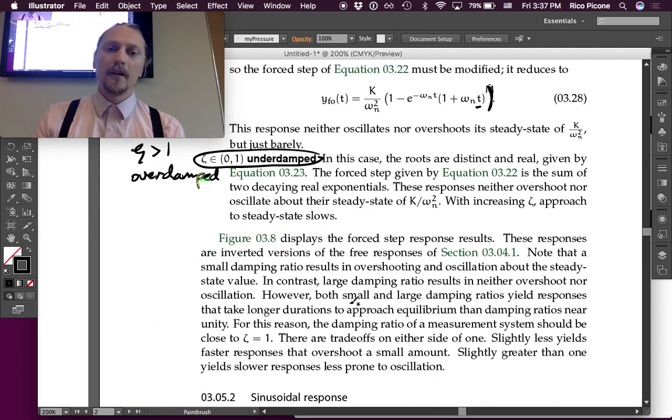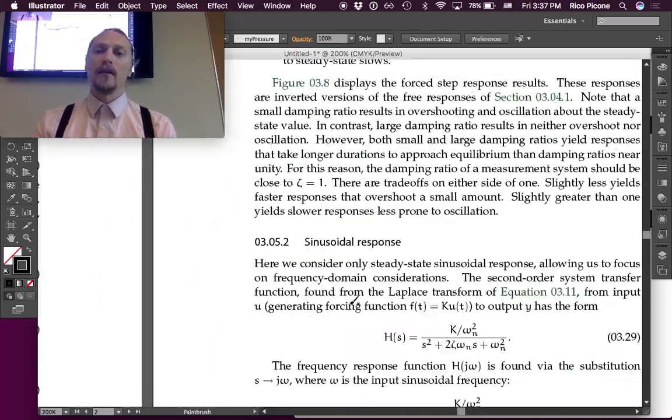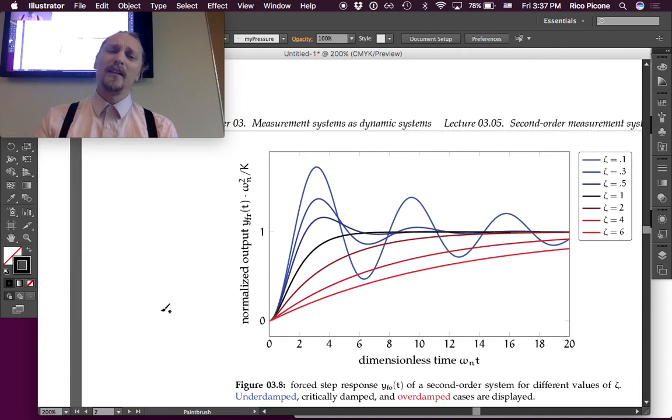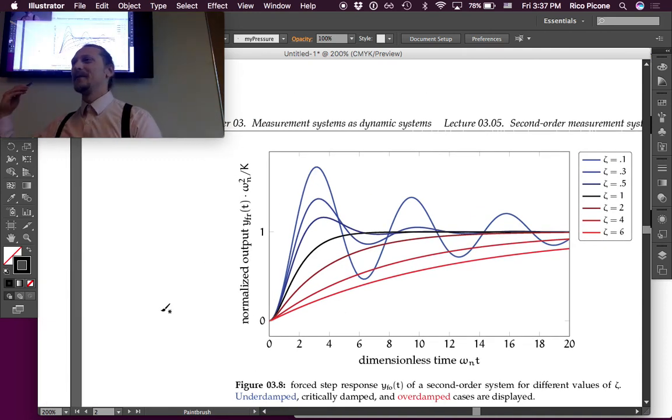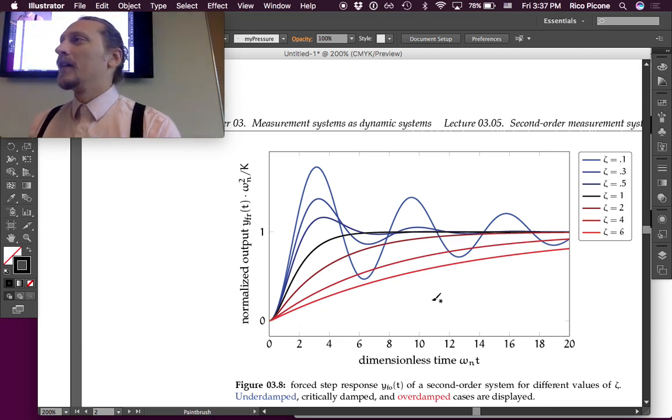So figure 3.8 displays the forced step response results. Once again, all the time is spent right here. I like these. This looks exactly like the free response, but upside down, right? So instead of starting out at some initial condition and ending at 0, we start out at 0 and we end at some final value.